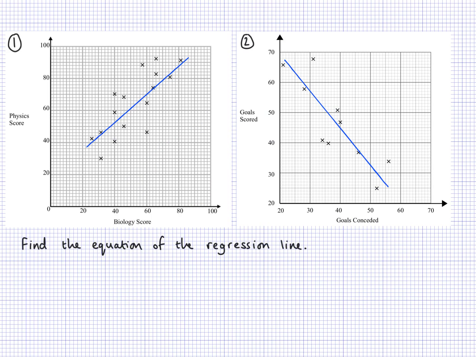So here's your task. You've got 2 graphs to look at here, and I've drawn the line of best fit for you. You need to find the equation of the regression line. I'm going to zoom into each of these for a few seconds so that you can see more clearly, and you'll be able to identify the points a little bit more easily.